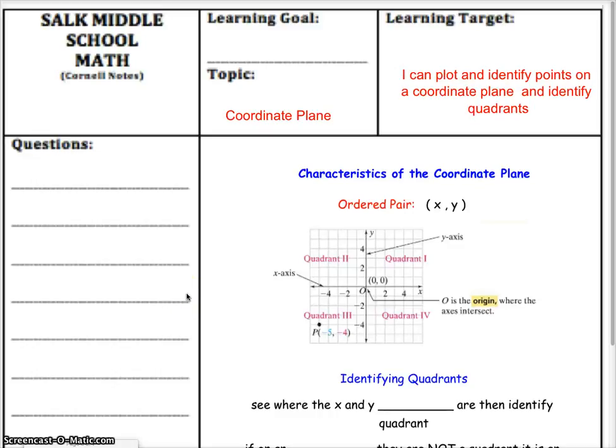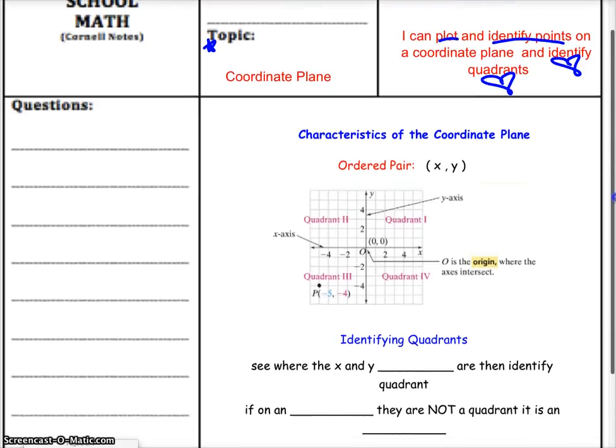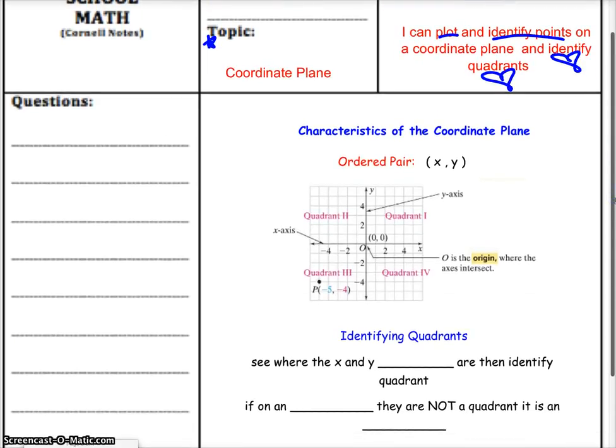Alright, today we're going to talk about the coordinate plane. That's our topic. In your learning target, you're going to be able to plot and identify points on a coordinate plane. You're also going to be able to identify quadrants of a coordinate plane. So, let's talk about characteristics of the coordinate plane.